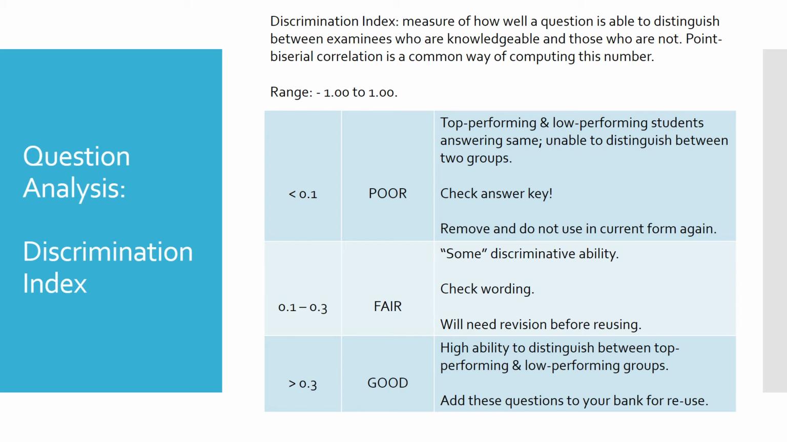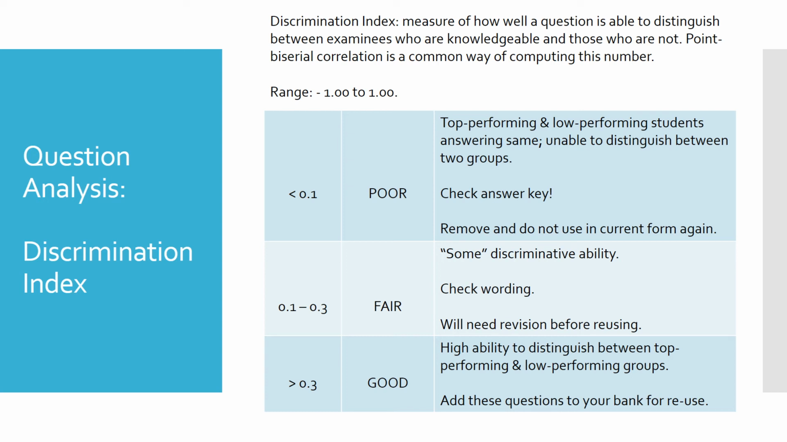So when we look at numbers on the discrimination index, we're going to see a range from -1 to 1. And what we're looking for is a discrimination index above 0.3. So if it is above 0.3, that means it has a good discriminative ability, that it's able to actually distinguish between a high-performing student and a low-performing student. And these are the types of questions that we want to actually bank and reuse in subsequent cohorts.